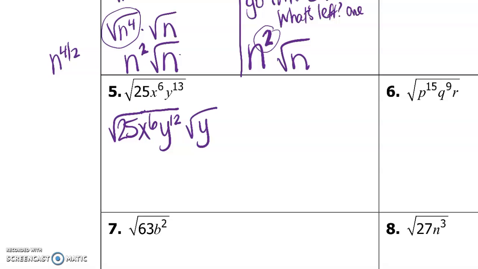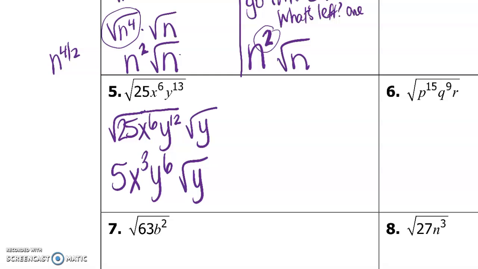Anything that is a perfect square, so 25, goes in your first set, and then your even exponents go in the first set as well, and then your leftover goes in the second set. Square root of 25 is 5. 6 divided by 2 is 3. 12 divided by 2 is 6. That's where our exponents come from, again, is that you divide by 2. And then your square root of y just comes along.